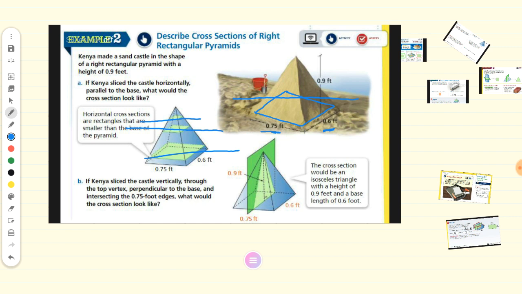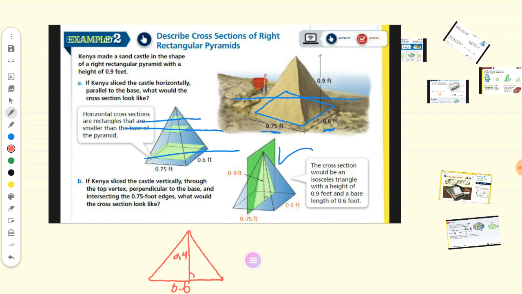But if you take a cross section in the vertical way, like this one, you will find the cross section is considered a triangle. So it will be like a triangle like this, with height 0.9 and base 0.6. That's it. Okay.